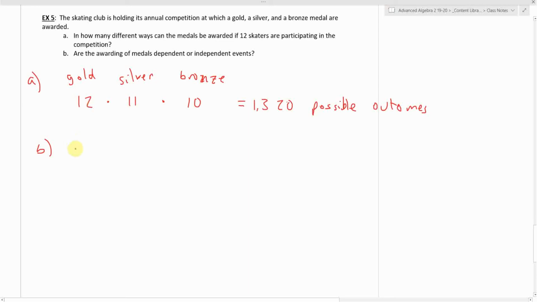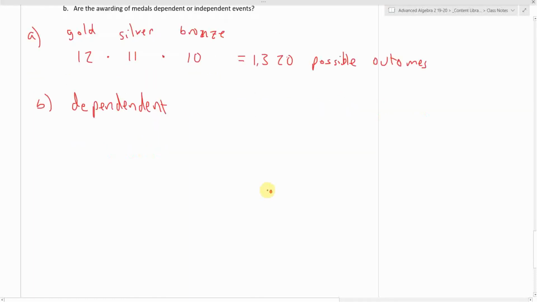So these would be an example of dependent events, because whoever wins the gold can no longer win the silver and can no longer win the bronze, right? Whoever wins the silver or bronze depends on who has won the gold and silver already. So what we see in this counting principle shows us that with only a relatively small number of items, we can end up creating a lot of different possibilities for different things that can happen.